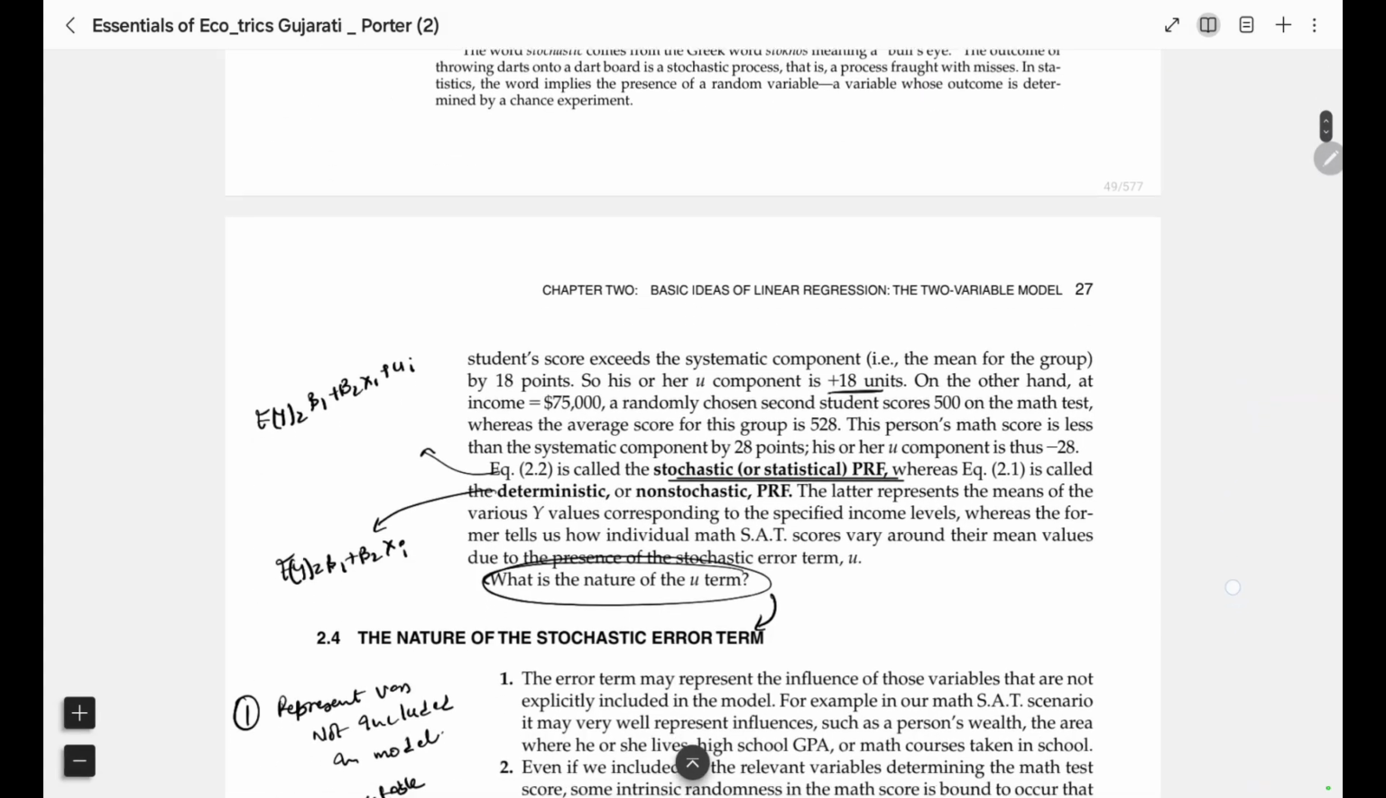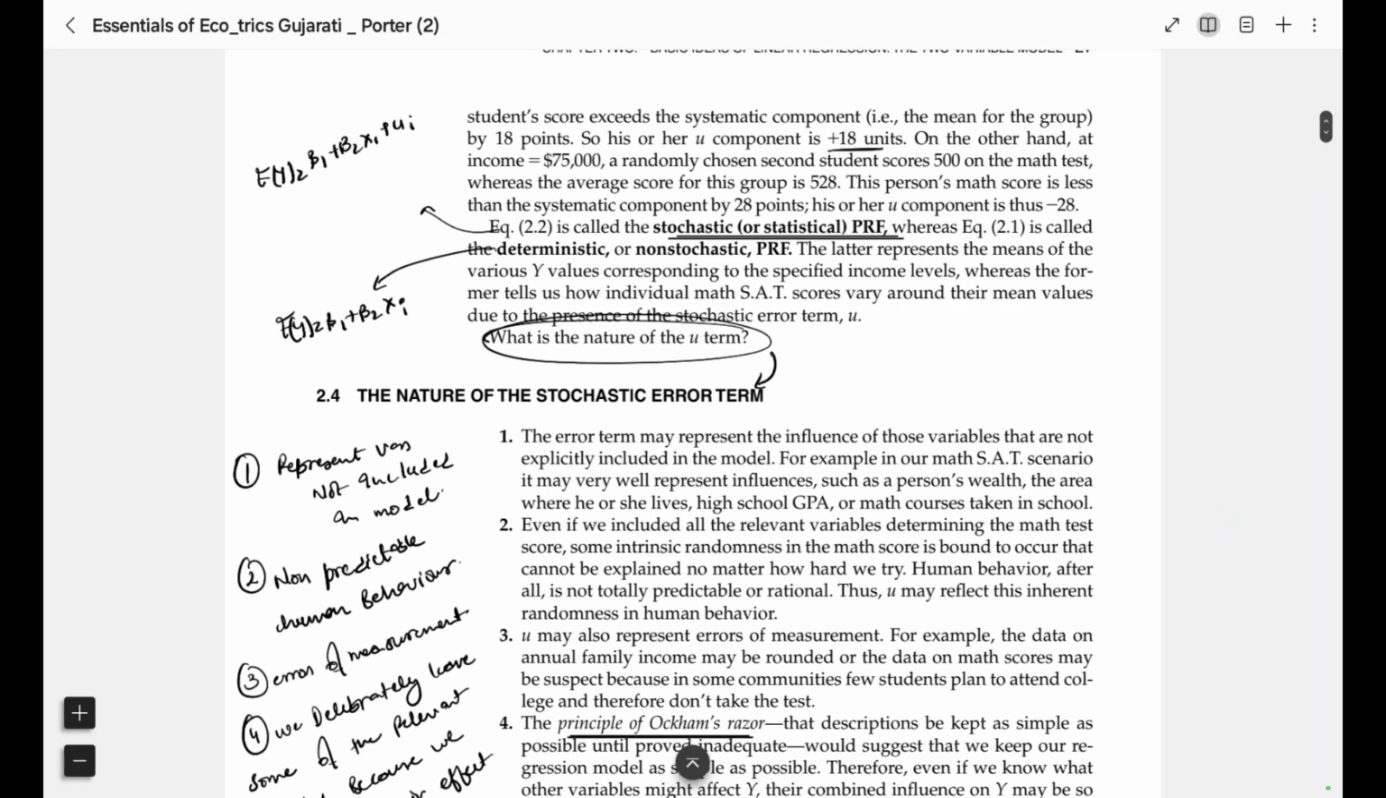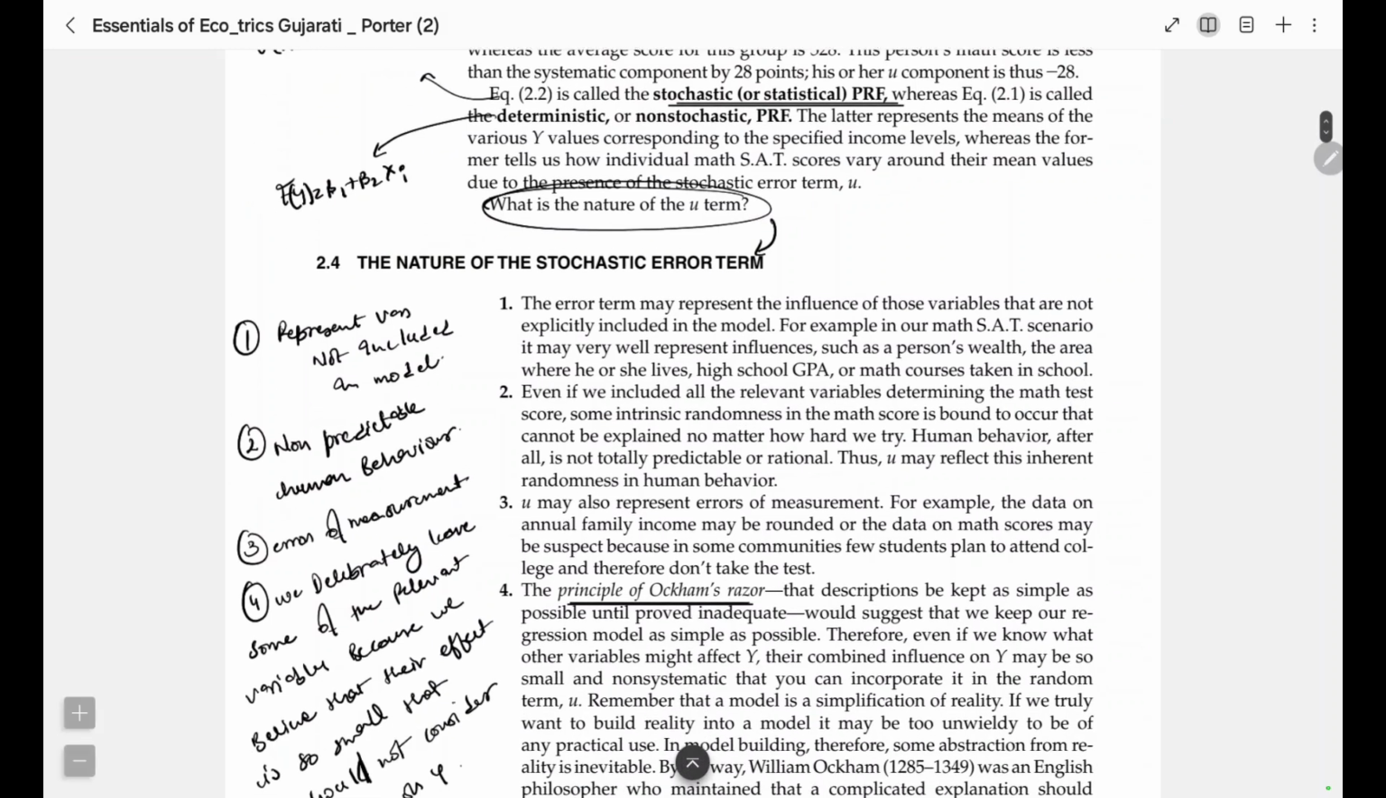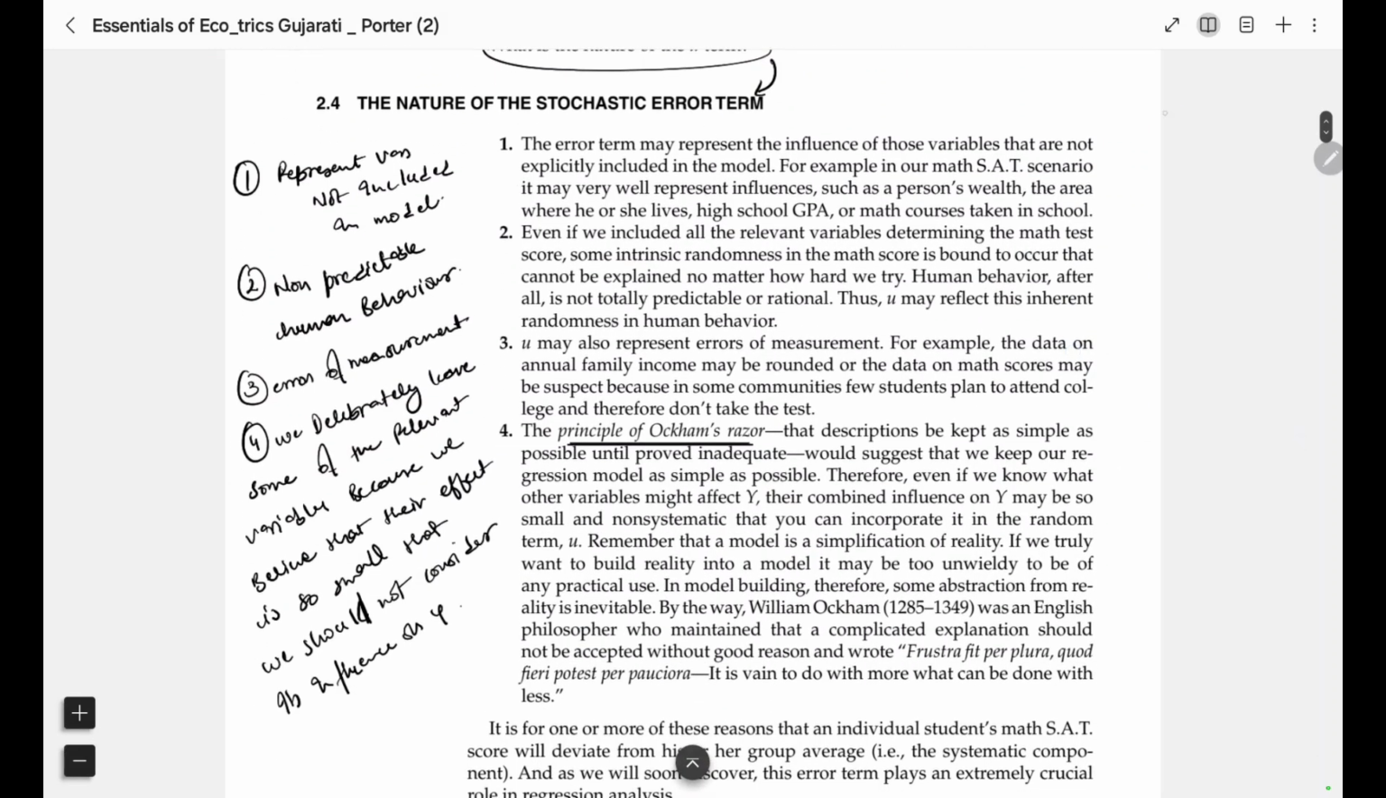Now moving ahead, we have already read that this is the equation, and this is the deterministic part. If we take this whole equation, it is called the stochastic population regression function. This is the non-stochastic PRF, and it is stochastic just because of this random error term. Now we need to understand what the nature of this error term is.